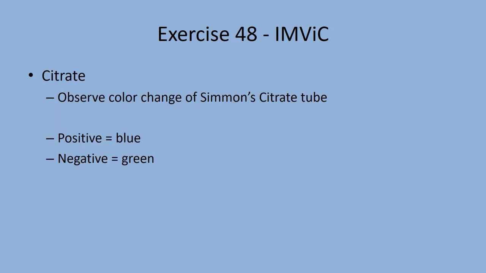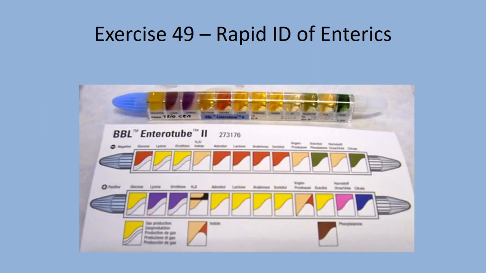And finally, the citrate portion of this test, you would have inoculated a Simmons citrate tube. Normally, it is green. If it remains green, it's negative. If it turns blue, it is a positive test. All of those previous tests are under the video links if you wish to see the tubes inoculated and see what a positive versus a negative actually looks like.